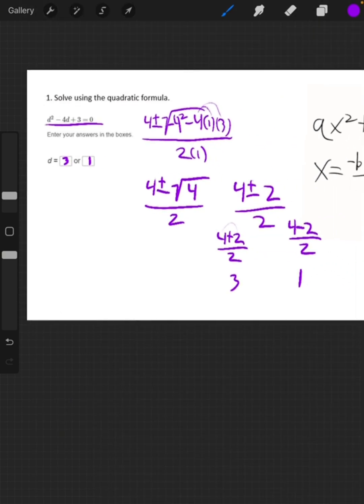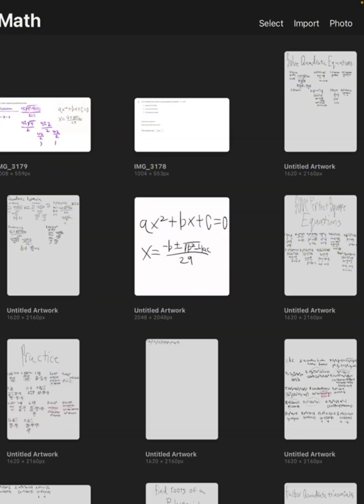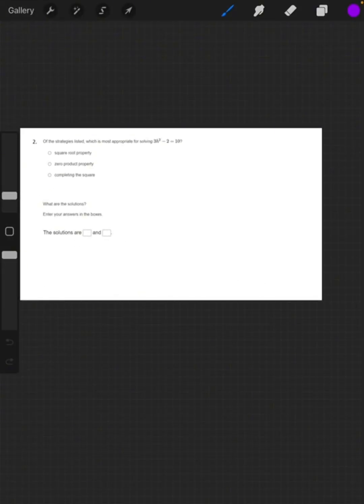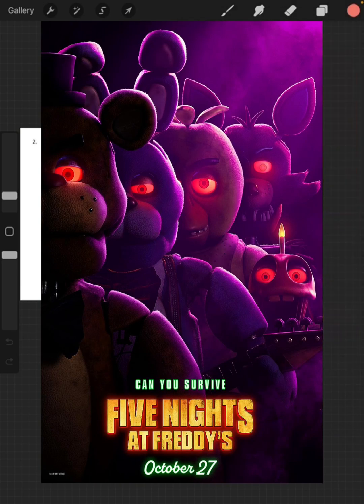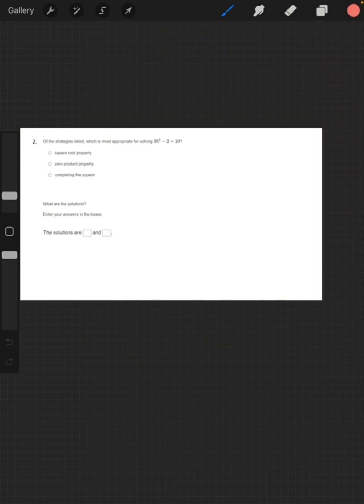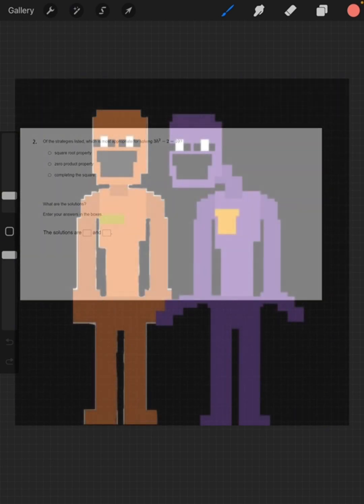Now on to the second problem, because there's always more than one. And in spirit of the Five Nights at Freddy's movie being this week, instead of using green for the second equation, I will use orange. If you get that reference, good for you, I guess.